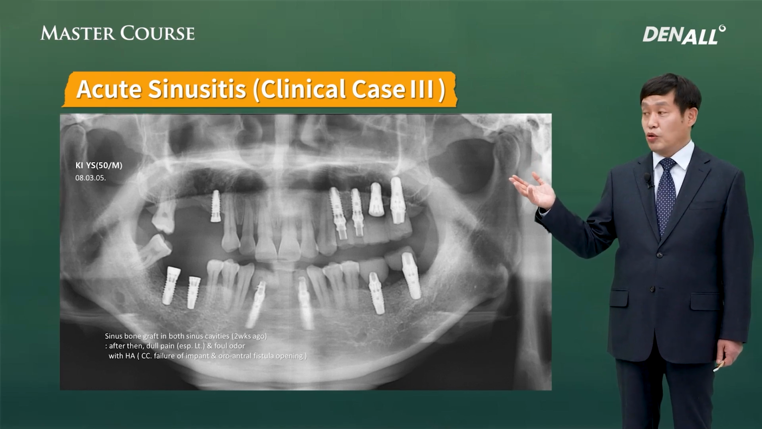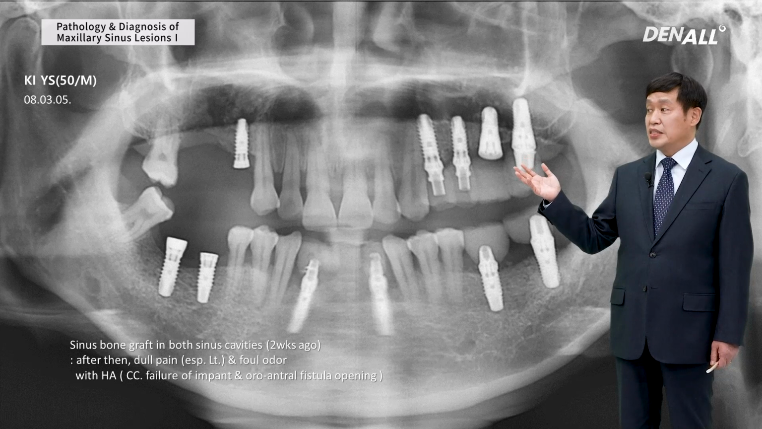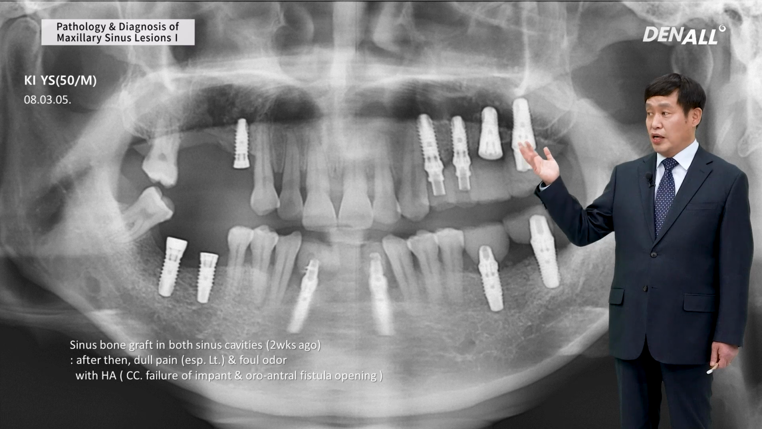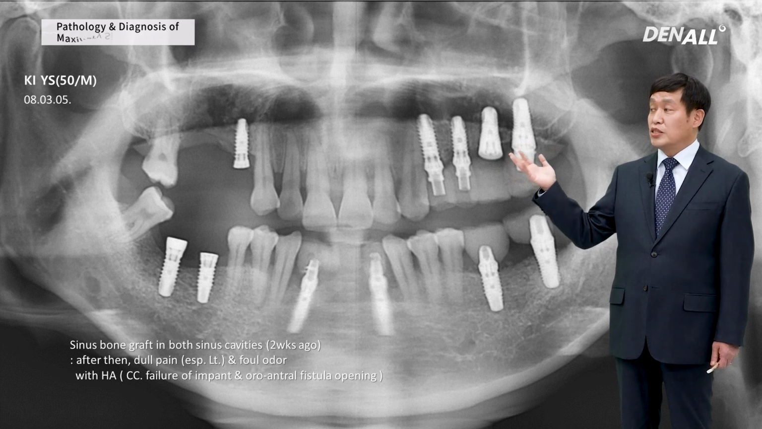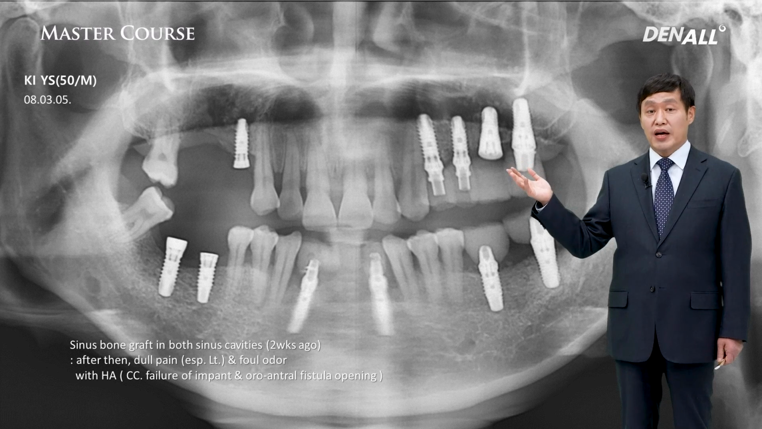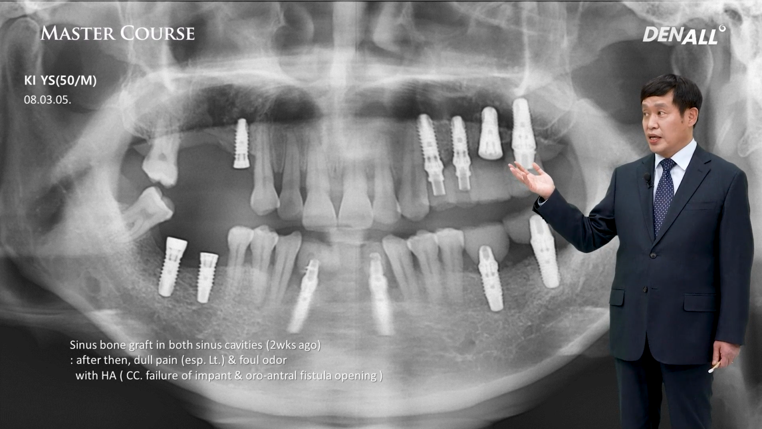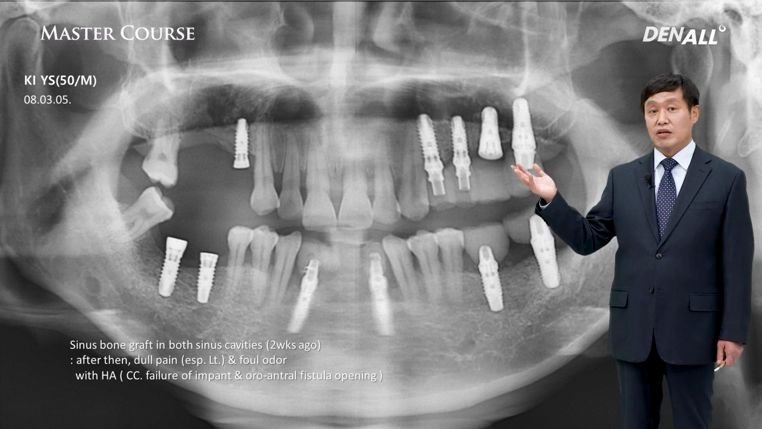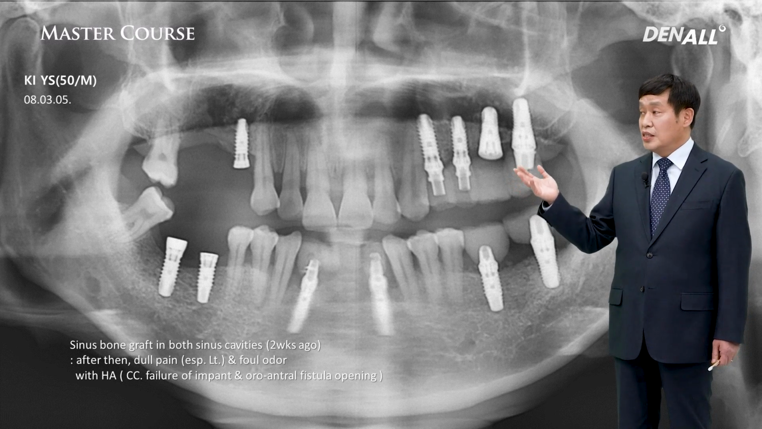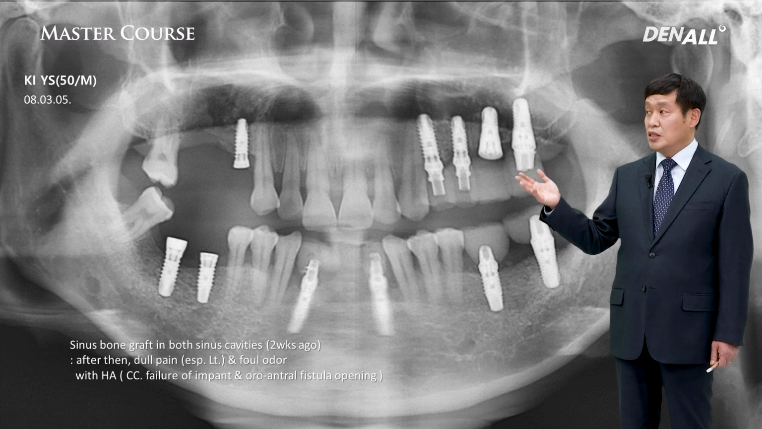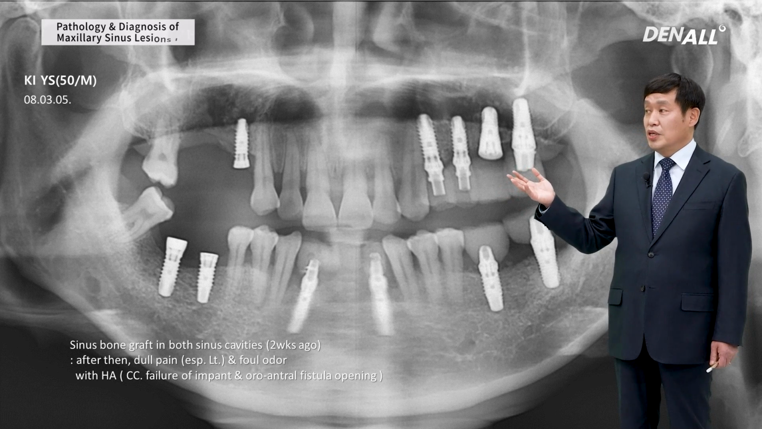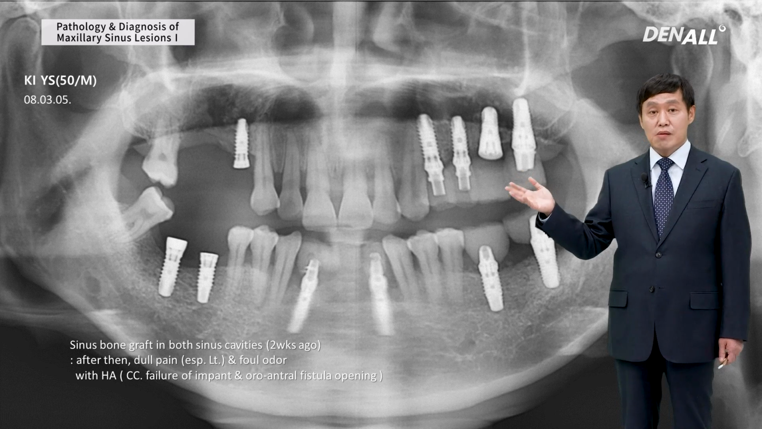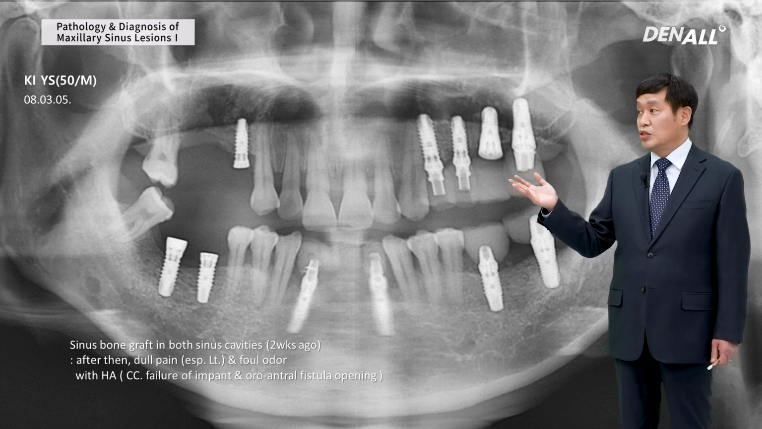The patient was referred because of acute sinusitis. At the initial visit, the patient's chief complaint was related to sinus graft and implant placement on both sides received in Seoul. After 2 weeks, in the upper right, the implant failed, and the patient complained of an oroantral fistula. When I was looking at the patient's history, the patient was referred to me because of implant failure on the right side.